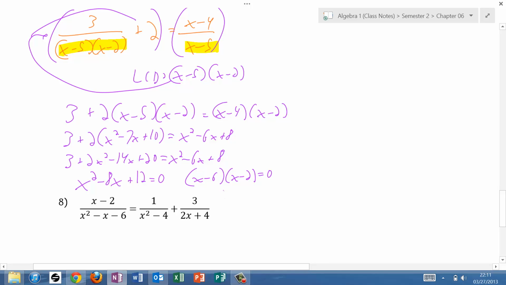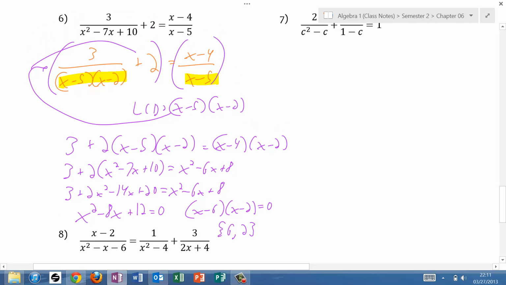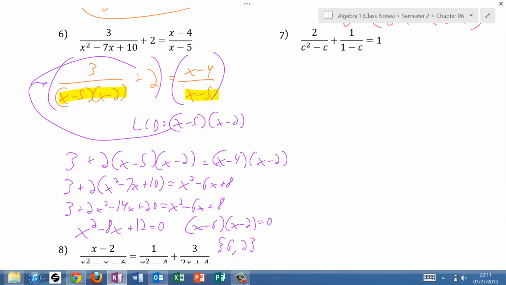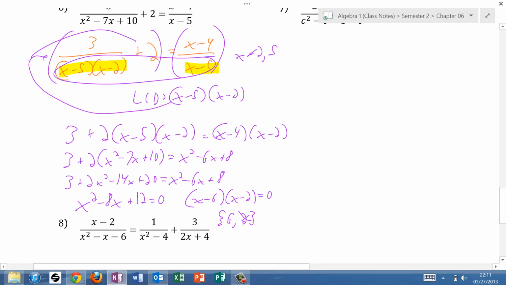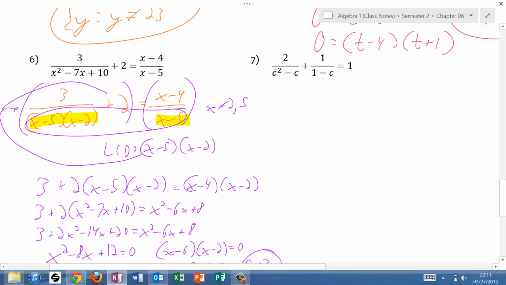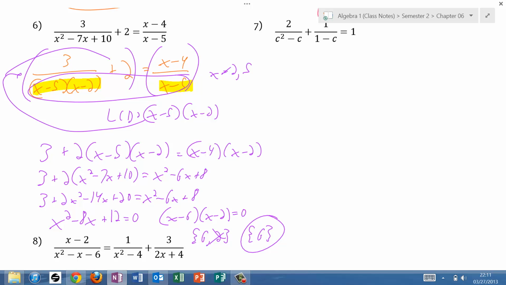So my solutions are 6 and 2. Except, if I go back and look at the original one, from the factored form here, I could not have x can't be 2 and x can't be 5, so 2 has to go out. So my final solution is just the 6. So always check your answers back and make sure they don't plug into the denominator and make you have 0 in the denominator, because that's bad.